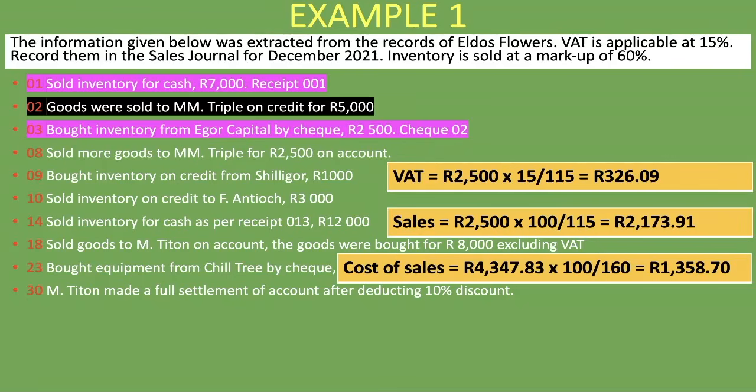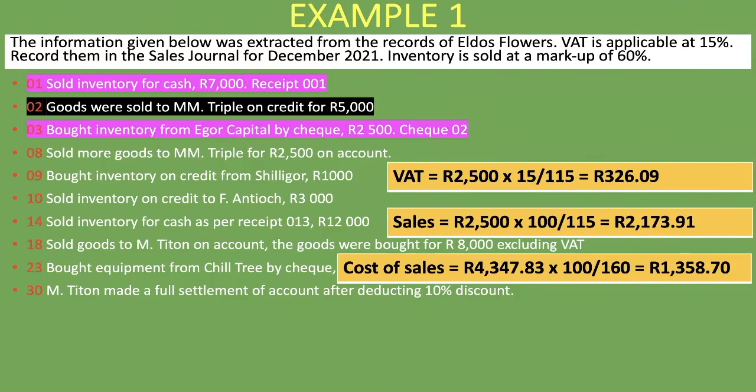I hope it's getting easier and you can see how we go about doing this one here. The reason we are using 100% for cost of sales is because that's how much we bought it for, and we're dividing it by 160 because the sales amount is including the 60% markup.